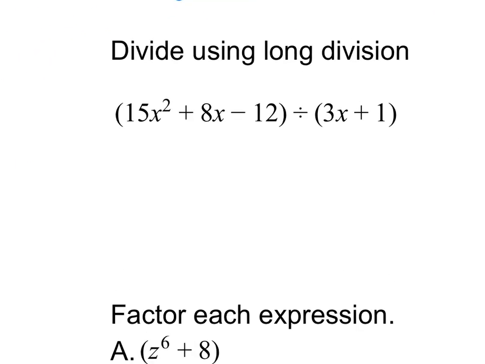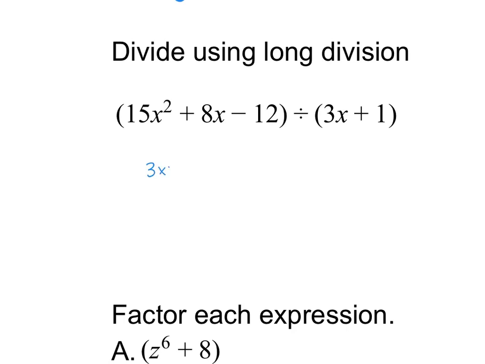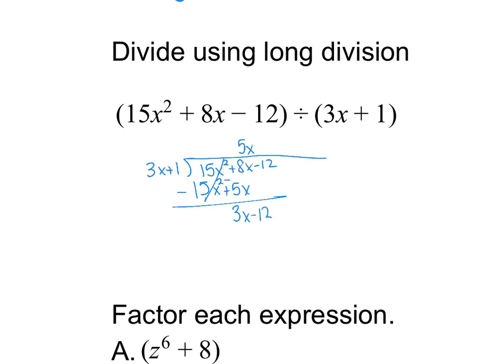All right, divide using long division. 3x plus 1 goes on the outside. 15x squared plus 8x minus 12 goes on the inside. How do we make 3x into 15x squared? Multiply it by 5x. 15x squared plus 5x. Draw a line, change your signs. First thing cancels. 3x minus 12 plus 1. 3x plus 1. Draw a line, change the sign. So a negative 13 over 3x plus 1.